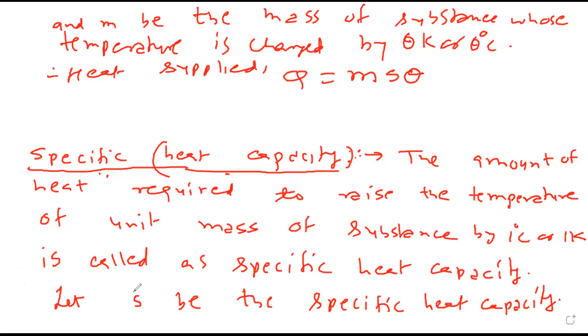Please copy till this. The amount of heat required to raise the temperature of unit mass of a substance by 1 degree Celsius or 1 Kelvin is called specific heat capacity. Let s be the specific heat capacity and m be the mass of the substance whose temperature is changed by theta Kelvin or theta degree Celsius. Then the total heat supplied Q is mass into specific heat into change in temperature.